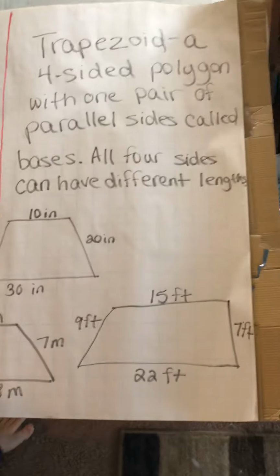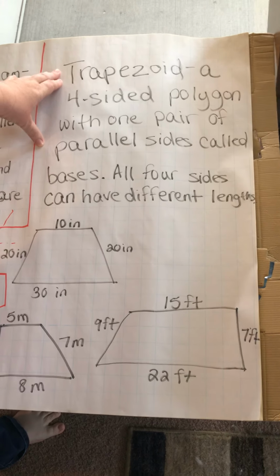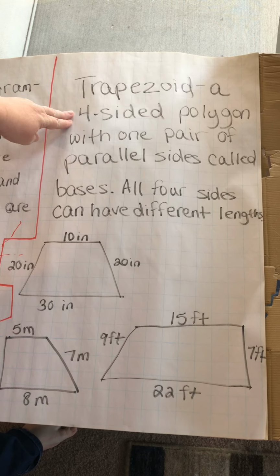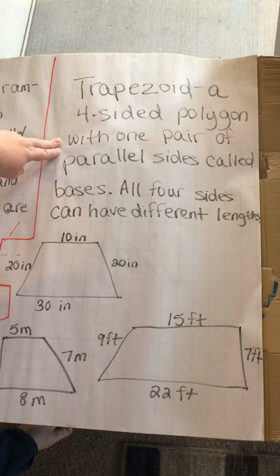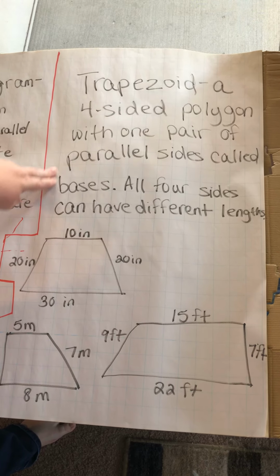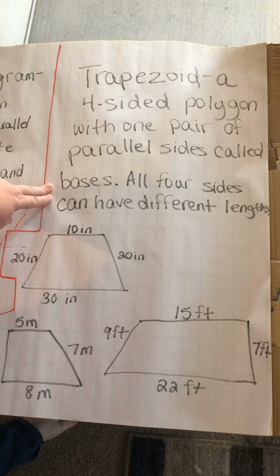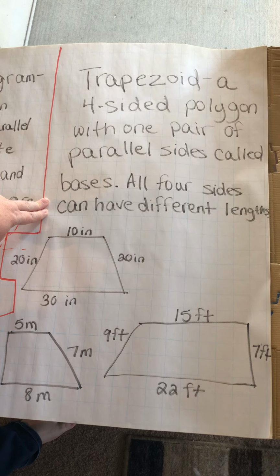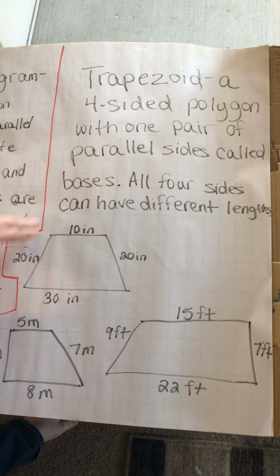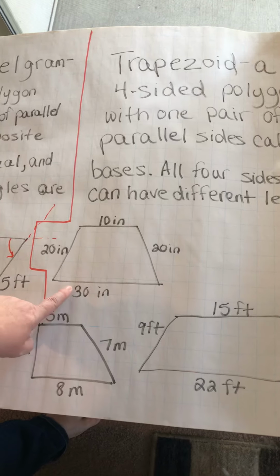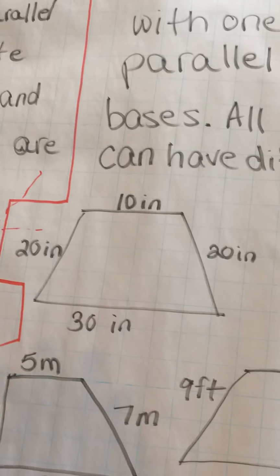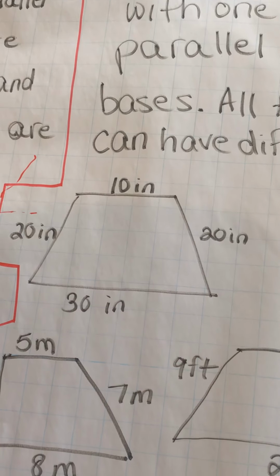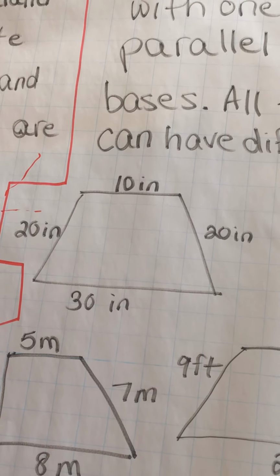Lastly, we have the trapezoid. I love the trapezoid. It's a very interesting polygon. A trapezoid is a four-sided polygon with one pair of parallel sides called bases. And then all four sides can have different lengths. They can, okay? So let's look at this first figure right here. Now this is my typical trapezoid that I usually see, but of course, like I said, you could have something that is different lengths, okay, on a trapezoid.